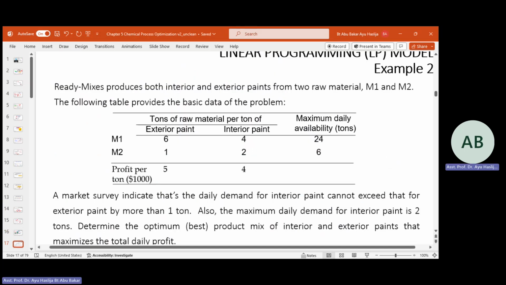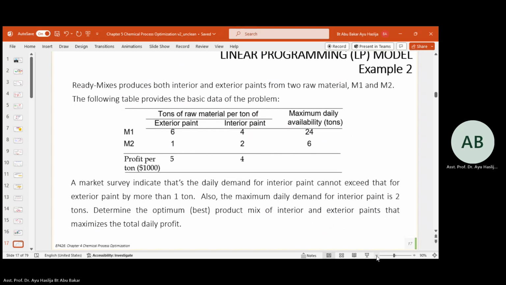Now we go to the next example. Ready Mixes produces both interior and exterior paints from two raw materials, M1 and M2. The table provides the data of the problem.